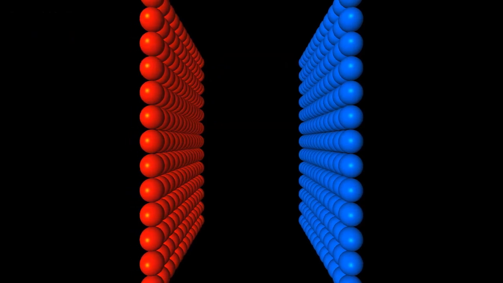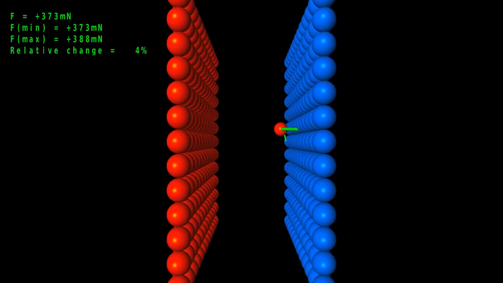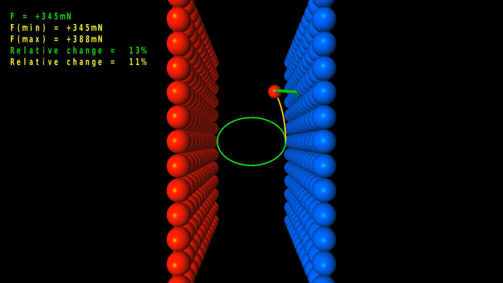Let's lower the distance between the two plates composed of charged particles. As expected, the electric field is increasing in the space between the plates. The force acting on the test charge is increasing accordingly. Now, the variation along the green path is only 13%. An electric field with all vectors having the same magnitude and pointing into the same direction is named a uniform field.